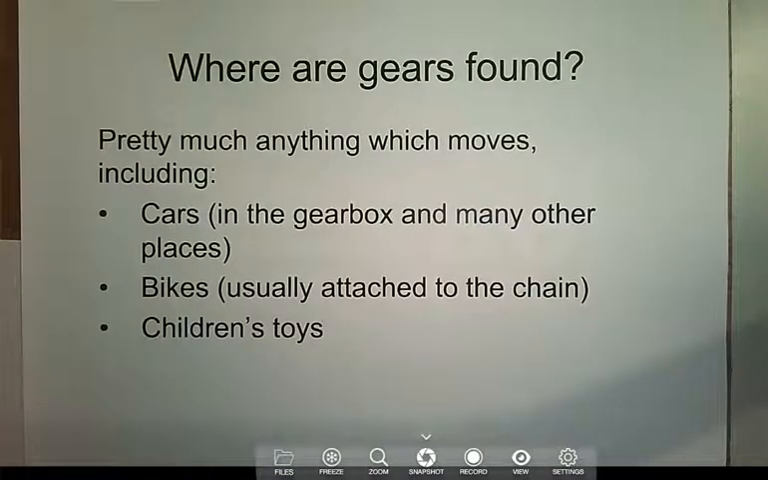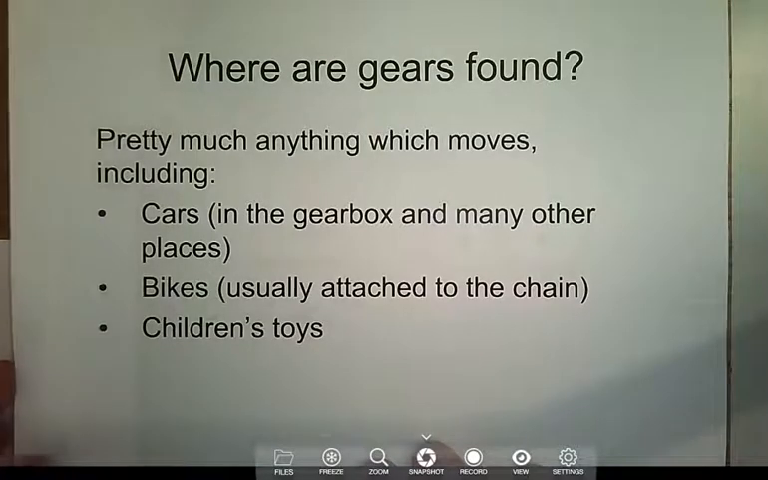So, where do you find them? I suppose the most obvious places are in gearboxes in cars and bikes. We all see the gears change as we shift the gear on a bike, as the chain changes the cogs on the front and the back gear set. We can also see them in children's toys, but usually they're hidden away in the bowels of the object that we can't see. But they do have a very important role to play.